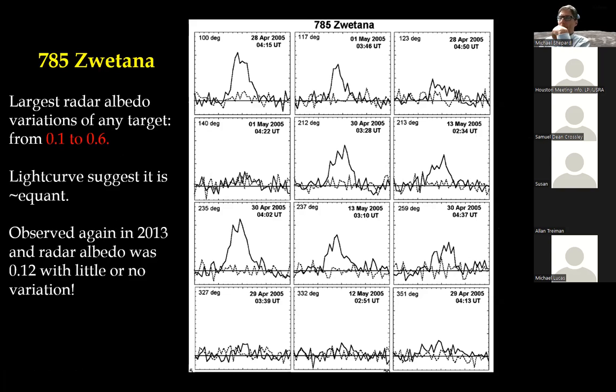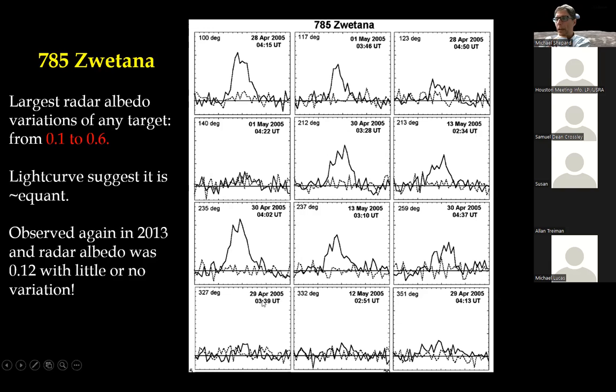And then the last one I really want to look at is, hang on, I'm sorry, 785 Zwetana. It's a small asteroid, and it's the CB that we looked at. It was in Tholen's M catalog, so we looked at it. It has the largest radar albedo variations of any target we saw. So this is an example where you have its radar echo at 100 degrees rotation. So that's relative to some arbitrary zero that we set. Here you get a really strong echo, and it just goes away. And then at this rotation, 212, it's back.